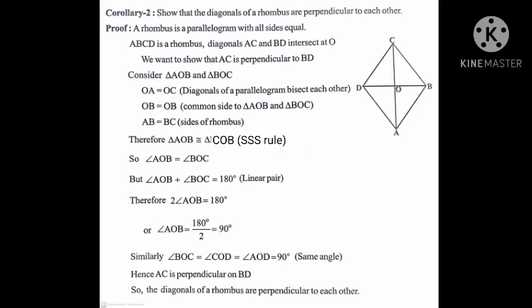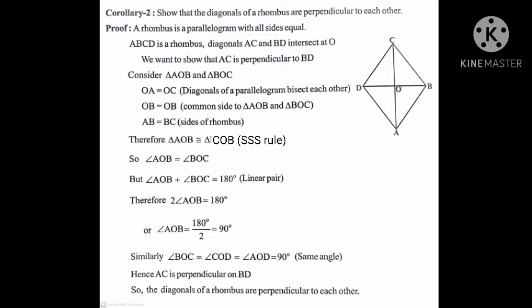Now corollary 2. Show that the diagonals of a rhombus are perpendicular to each other. Proof. A rhombus is a parallelogram with all sides equal. ABCD is a rhombus and diagonals AC and BD intersect at O. Observe the picture. We want to show that AC is perpendicular to BD. Consider triangle AOB and triangle BOC. OA equal to OC, diagonals of a parallelogram bisect each other.